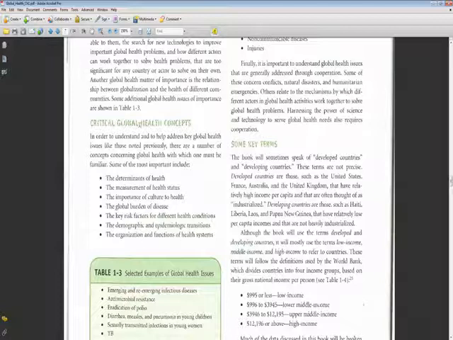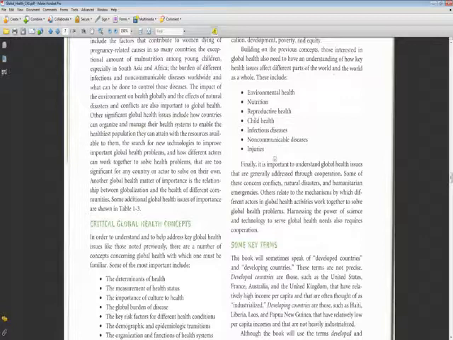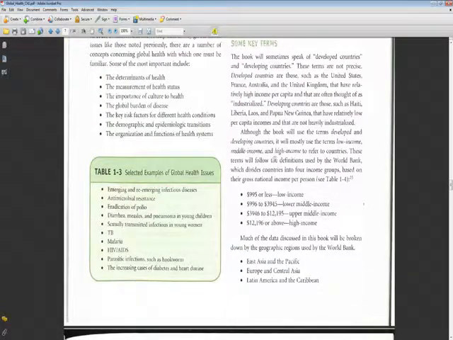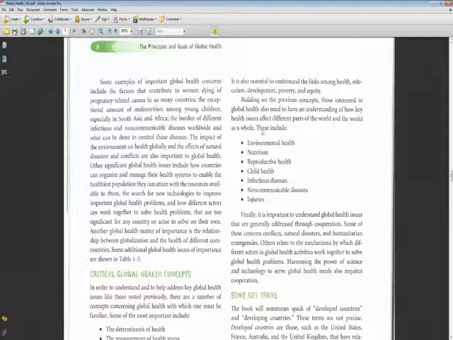Now, critical concepts we have here, and these are sort of chapters, if you will: determinants of health, how we measure health, culture, all the way through organization and function of health systems. So these concepts are all reviewed in detail throughout the class. And the same thing happens, and we're on page 8. And these concepts go to environmental health, nutrition. These are more micro issues as opposed to the other ones. You can think of those as more macro.